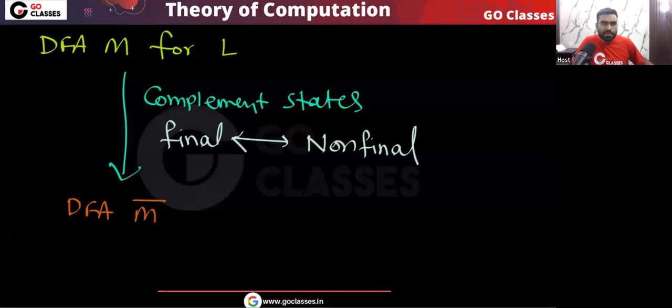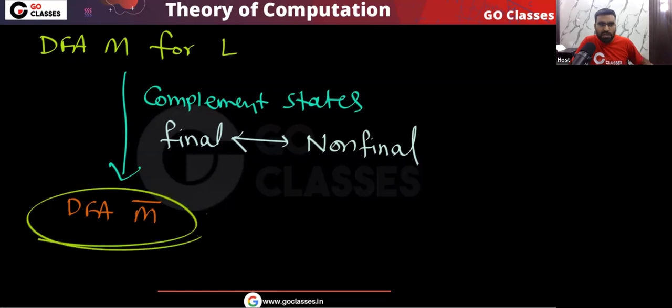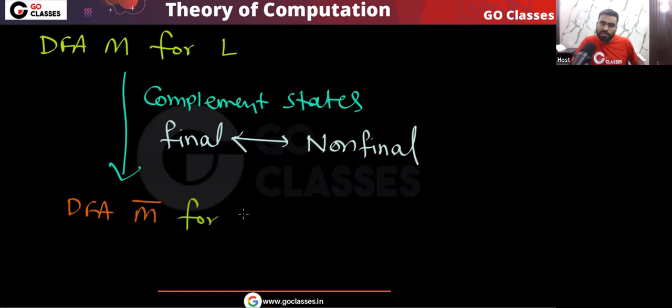Let me call it M complement. You will get a new DFA, and remember, this new DFA will accept L complement. It will recognize L complement. So this is what we have done. First, we created the DFA for containing triple one. Then we complemented the states. Then we get the DFA for not containing triple one. So this is the idea.